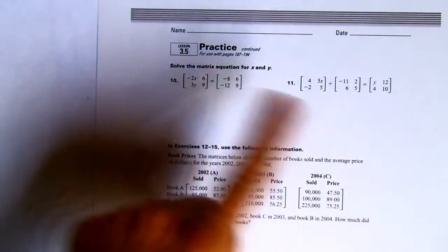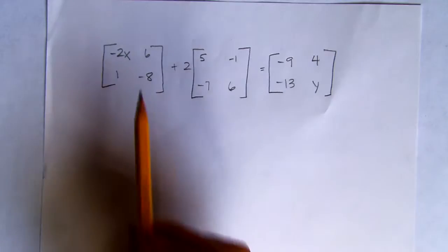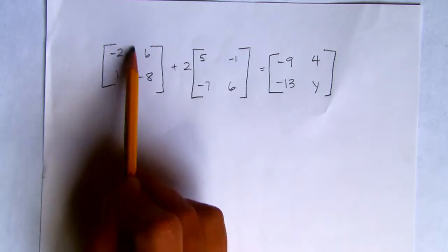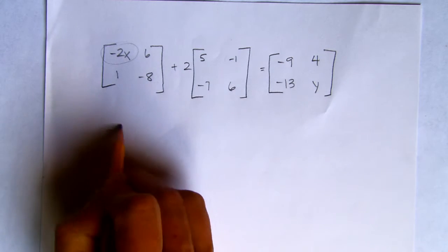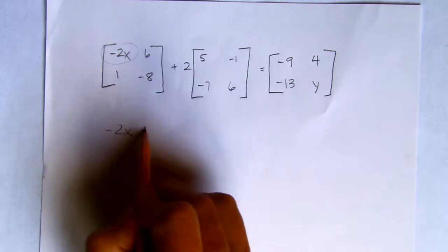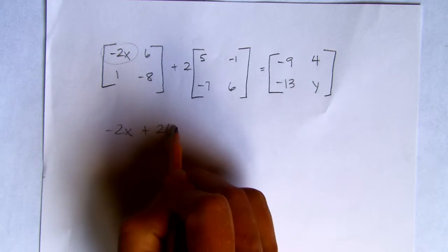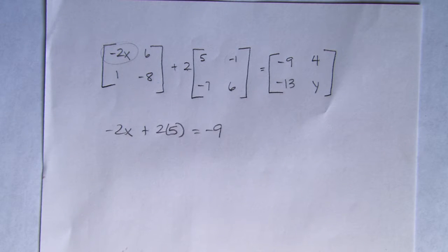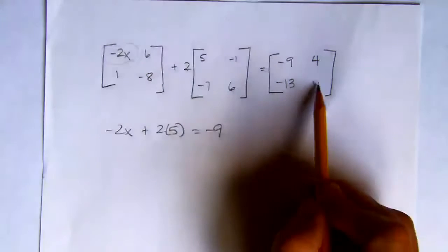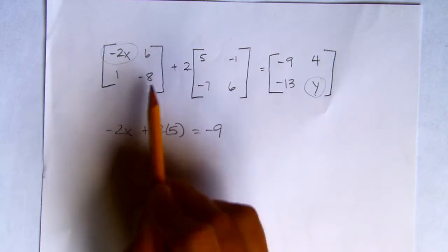But let's go back to what do I do when I have a problem like this? So here's one. And here's how I like to do it. I like to think about the whole, so if I'm looking for x, what's the relationship here with x? Well, when I took negative 2x and I added it to 2 times 5, I got negative 9. So there's my relationship for x. I'm pretty sure you guys can isolate x at this point and figure out what it is.